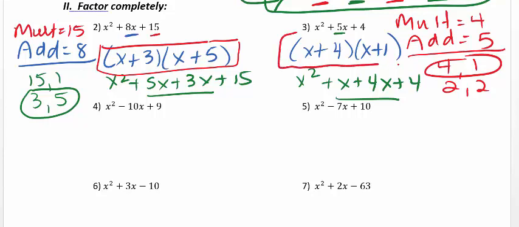So x plus 4 times x plus 1 is our factored form of x squared plus 5x plus 4. Another thing to notice is the pattern here: we have a plus and a plus here, and then this one's a plus, and that's going to give us a plus and a plus inside of our parentheses as well.